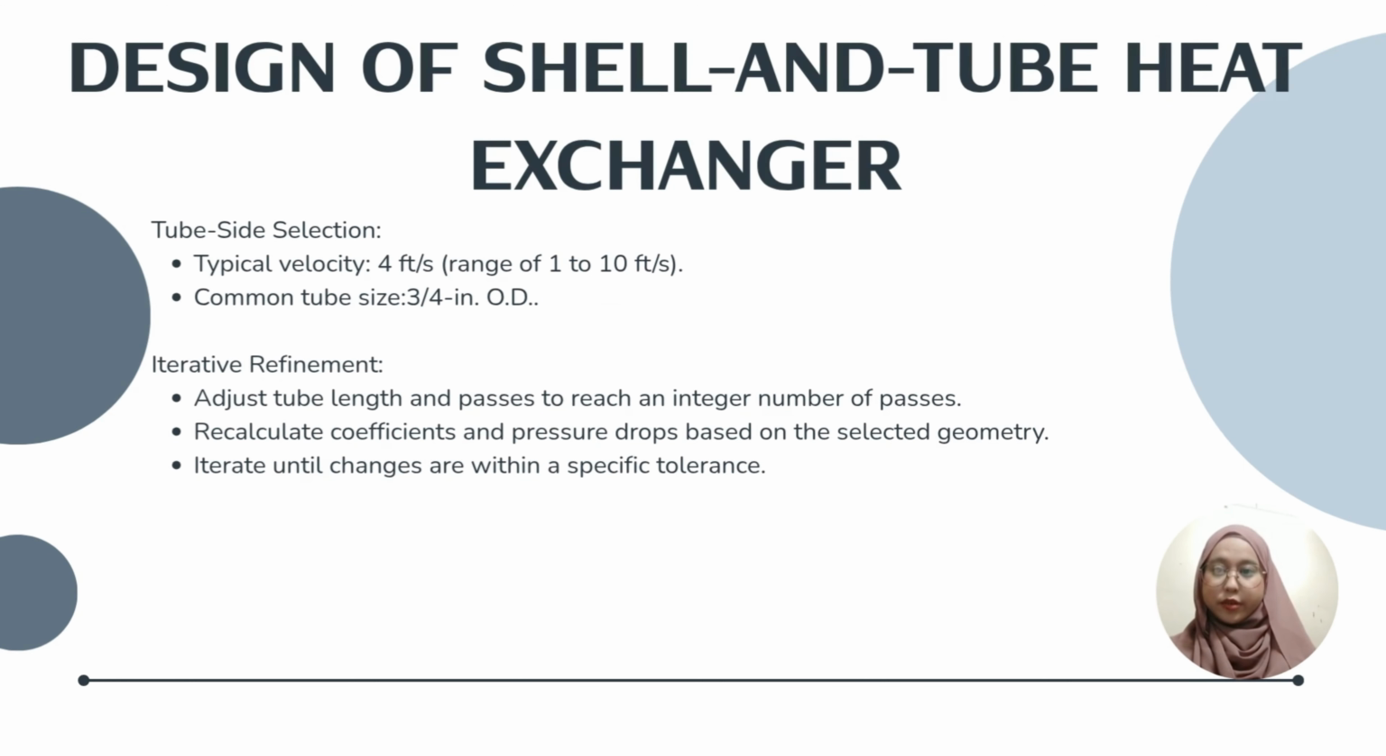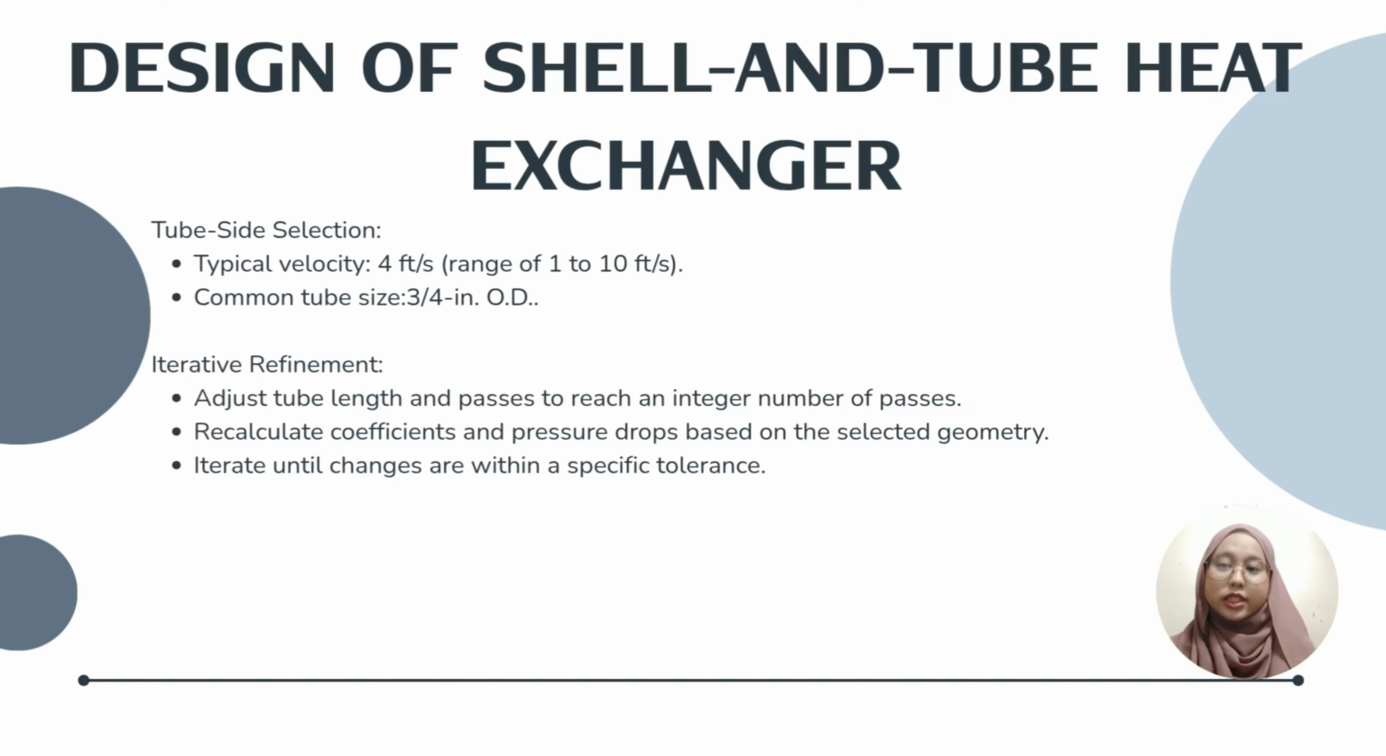Once we have a preliminary area, we move into specific geometry. We typically aim for a tube side velocity of 4 feet per second, though the acceptable range is 1 to 10 feet per second. We then select a standard tube size like a 3/4 inch outer diameter and calculate the required number of tubes and passes. Because our initial estimates for heat transfer and pressure drop were just guesses, we must now use this specific geometry to recalculate those values.